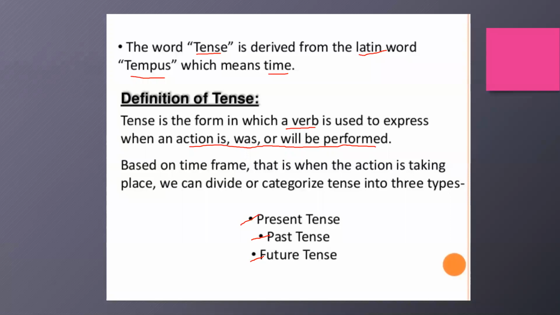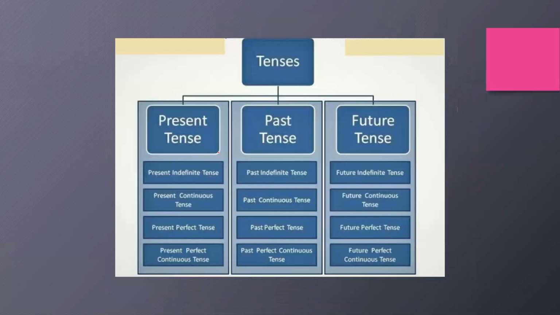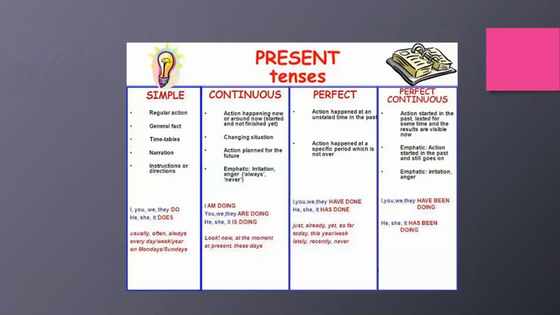So tenses are further divided into three parts, that is the present tense, past tense, and future tense. These three tenses are further divided into four parts each. So let's start with the first tense, that is the present tense. We are doing simple present tense or present indefinite tense.